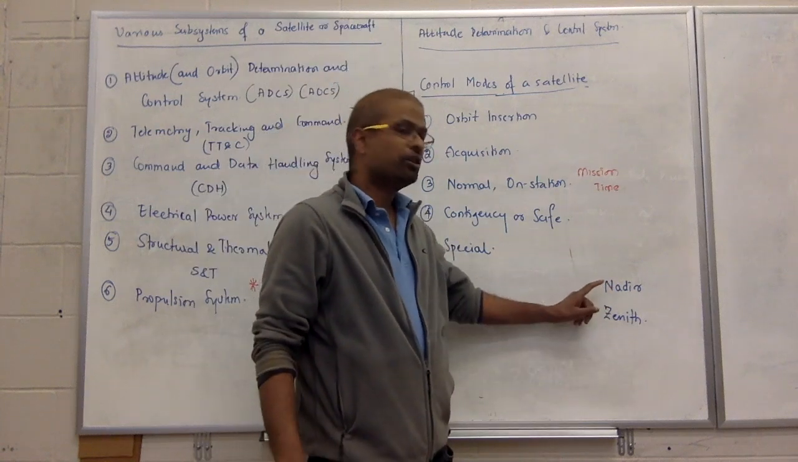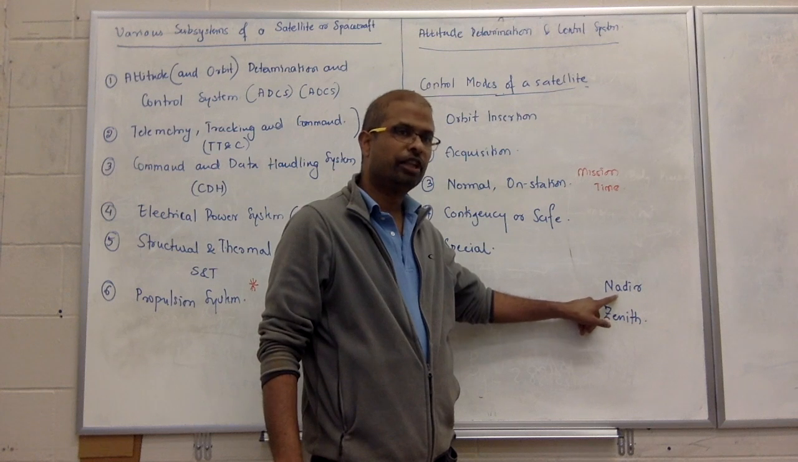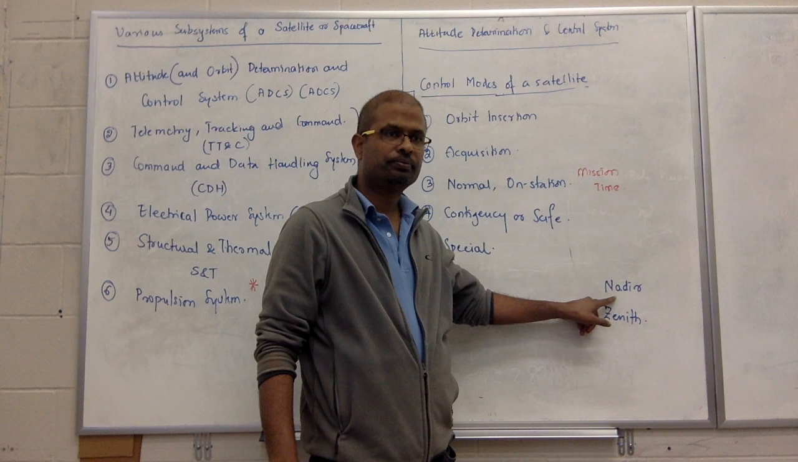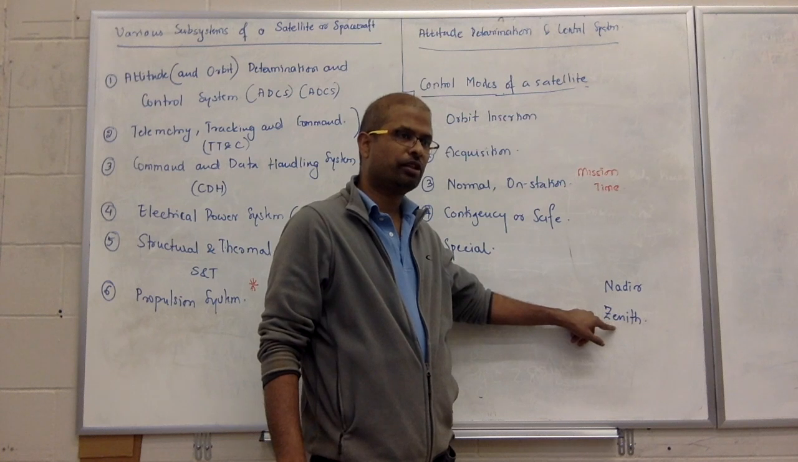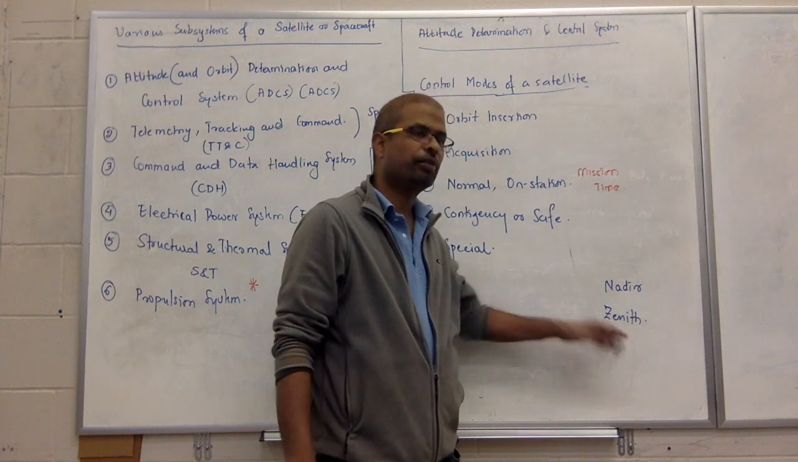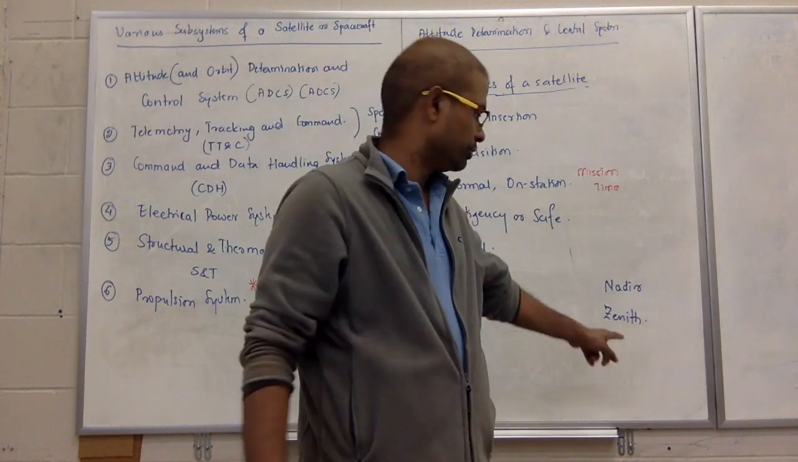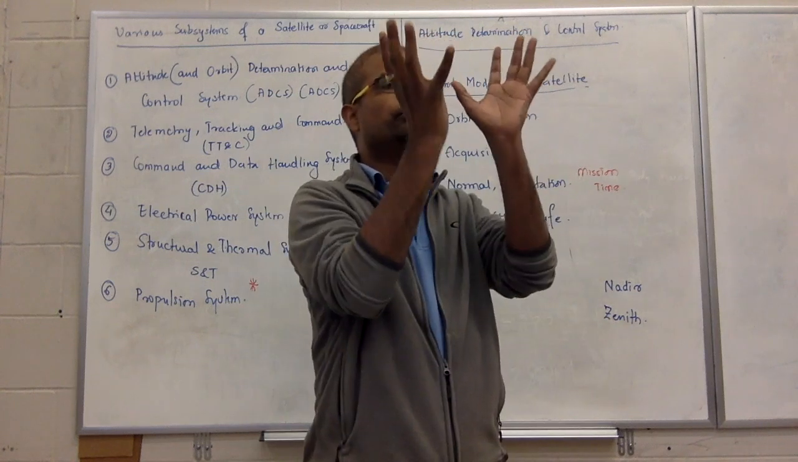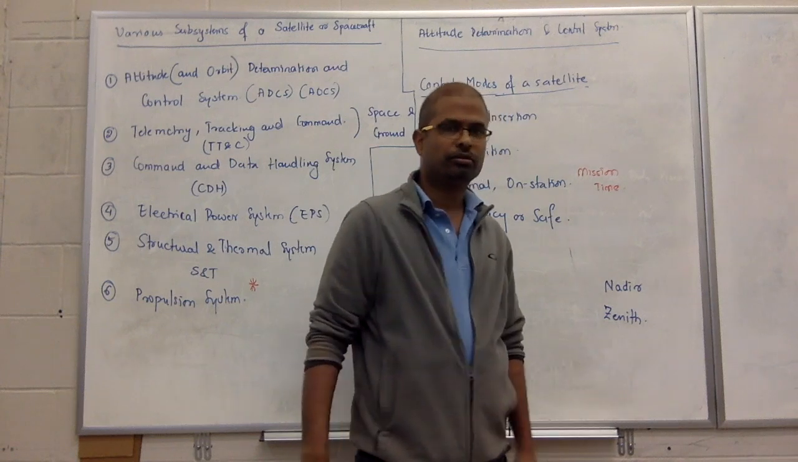All Earth observing satellites are nadir pointing satellites. You get it? All ground stations are zenith pointing. Although they are not necessarily zenith pointing, you can say they do that. Okay, they change. But if you have a space observatory or something like that, it will be zenith pointing. Okay.